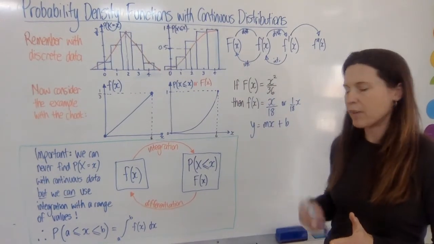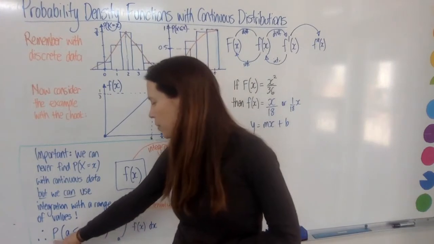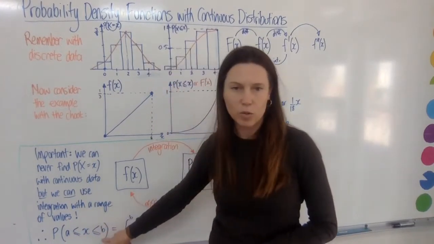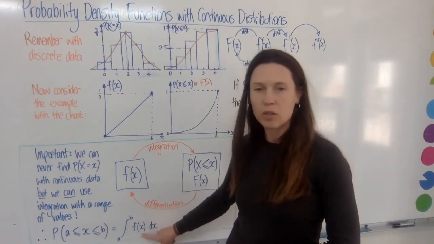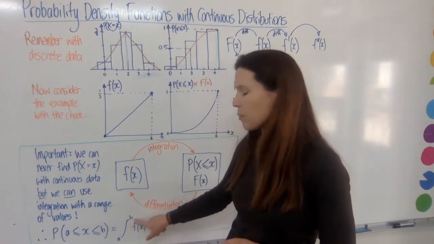So now we have a little formula. We can find the probability that x lies between any two bounds, a and b, by just finding the definite integral of f of x between those bounds.